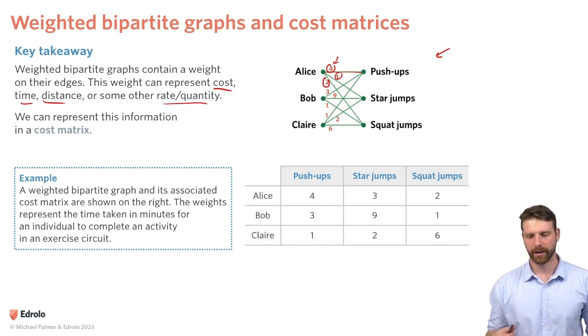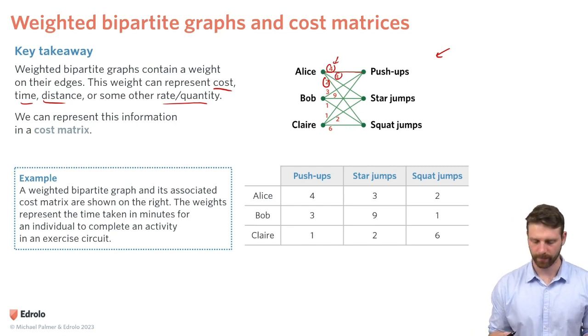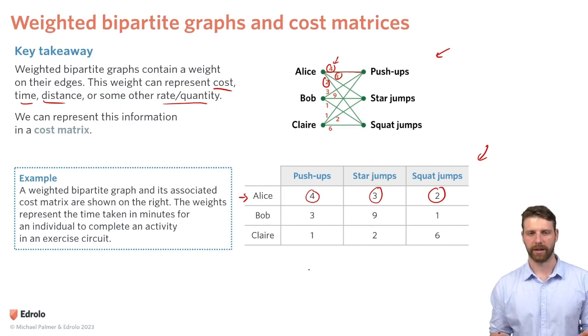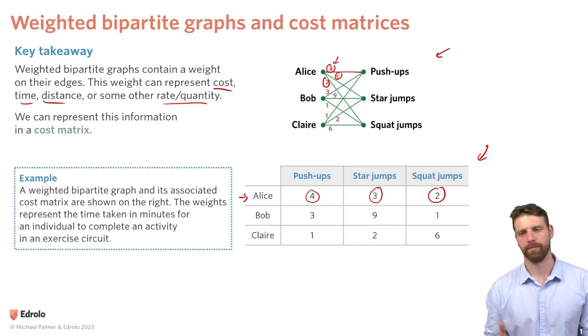Okay, so if we've got these allocations and we've got these weights, then we can put the weights in a matrix. So here I've got a table matrix, essentially the same thing. And so I put them in there. So you can see I've got Alice's time to do push-ups is 4, 3, and 2, and all the other elements have been put in there as well. The reason we want to do this is because later we're going to run the Hungarian algorithm to find out some best allocations for different sort of activities.